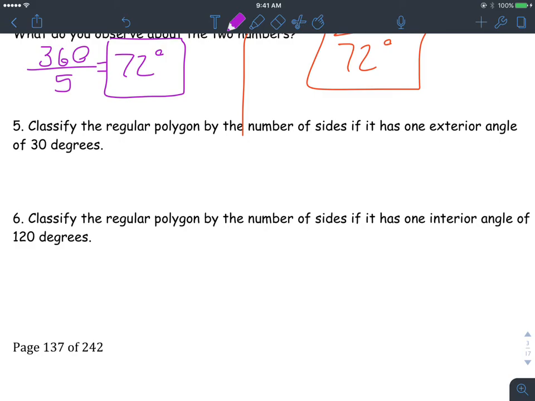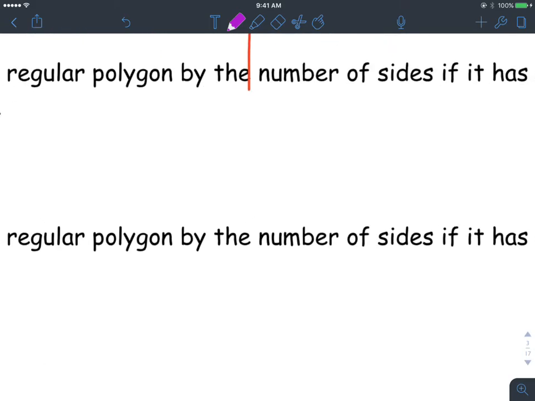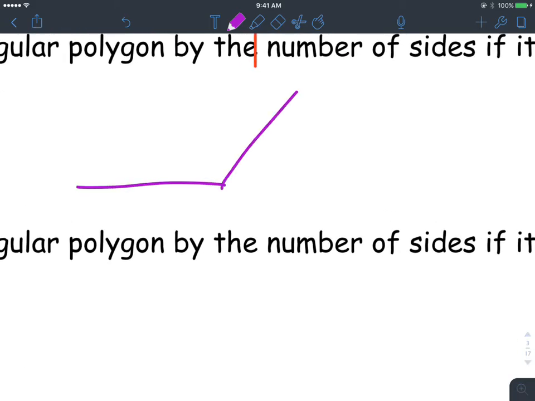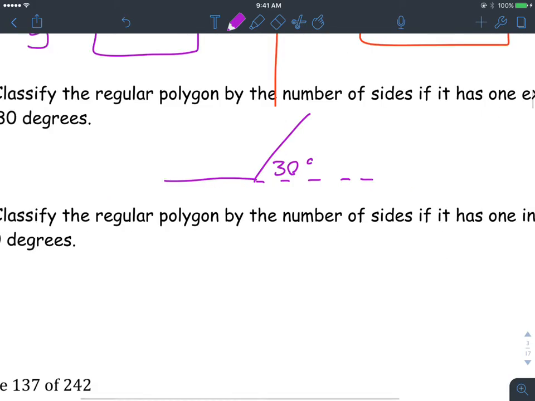So check this out. Classify the regular polygon by the number of sides if it has one exterior angle of 30 degrees. Now, there's a couple different ways you can do this. I'm going to show you, in my opinion, the easier way. I don't know what this looks like, but I know one of the exterior angles is 30 degrees. And then, we don't know how many sides, so I don't know how to draw that.